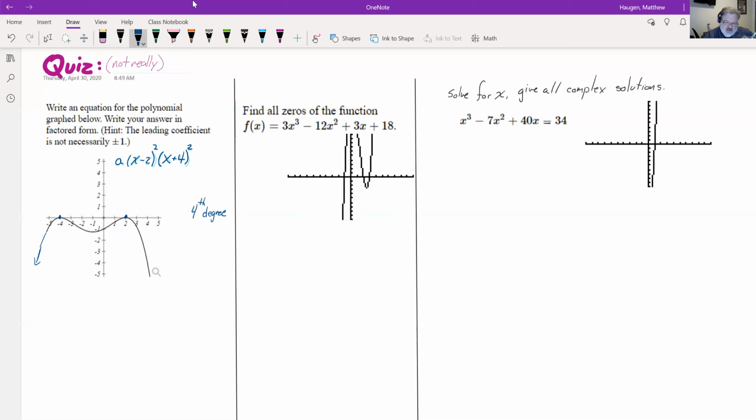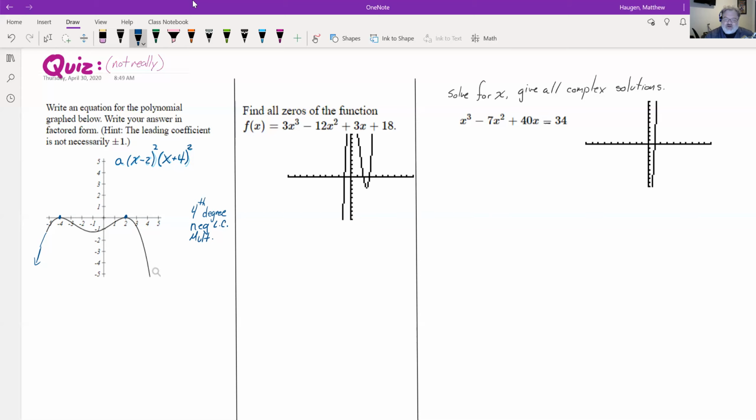Also, just the fact that it faces downward tells us our lead coefficient is at least negative. So we at least have a negative lead coefficient, and there's some multiplicity in our zeros. Looking at the graph before we do much else, those are three things that we should ideally see.